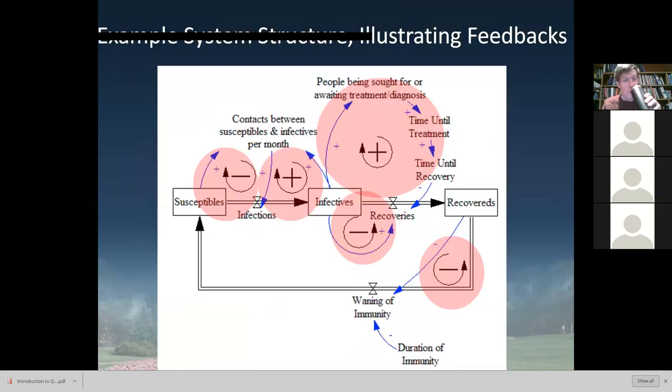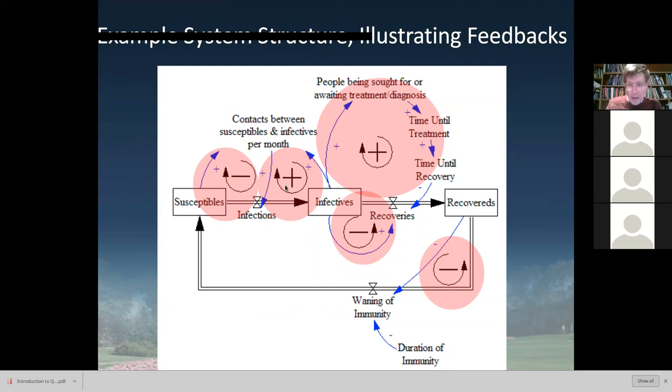Here are some such variables. Now, what I haven't emphasized here, to minimize the distractions, is highlighting feedbacks. The feedbacks, ladies and gentlemen, are legion. They are writ large here.